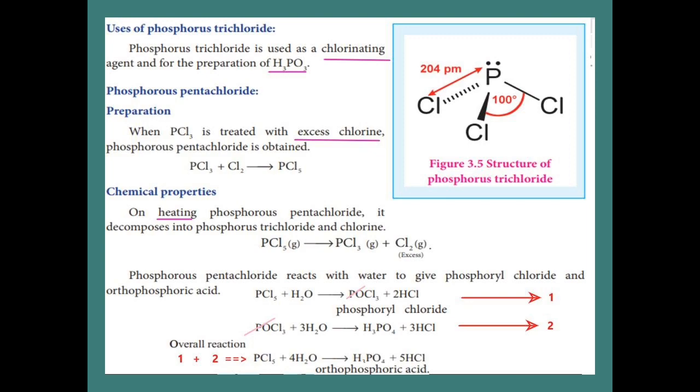Let's see the reaction. In the first reaction, phosphorus pentachloride is added to water. It gives phosphoryl chloride, that is POCl3. We get it by splitting the water into O and H2, the O combines with PCl3 to give POCl3, and the remaining hydrogen is added to the chlorine, and we get hydrogen chloride. Then the phosphoryl chloride once again reacts with 3 moles of water, and it gives phosphoric acid and 3 moles of HCl. Now we are going to add the first reaction and the second reaction.